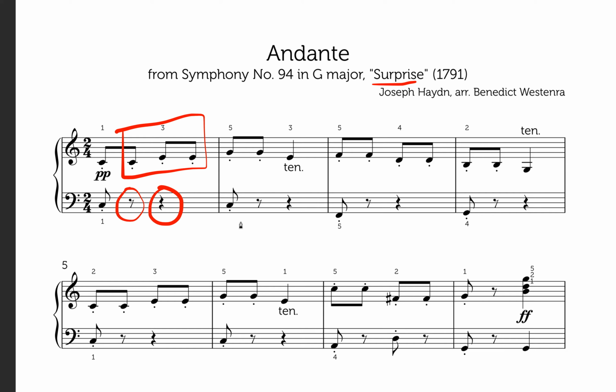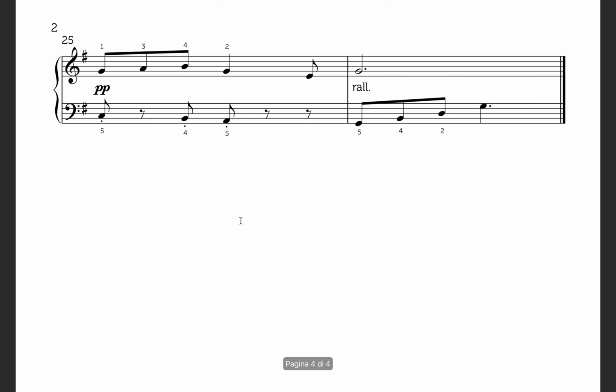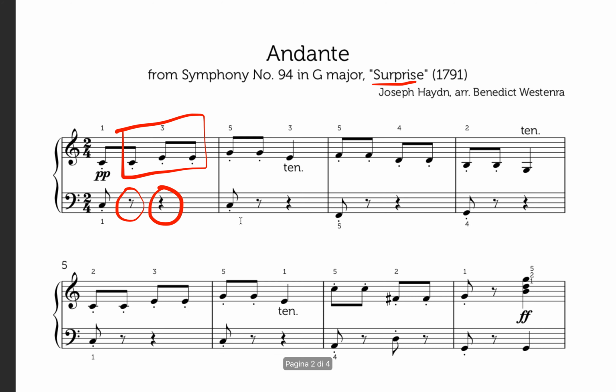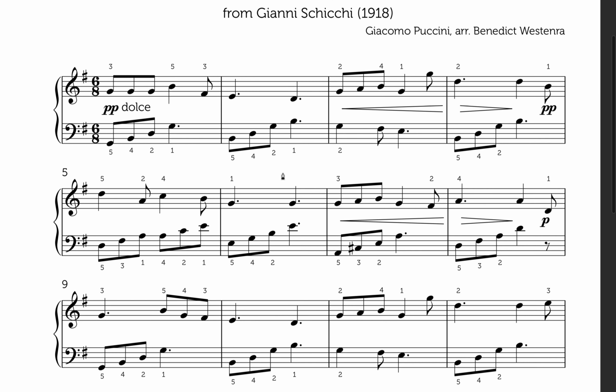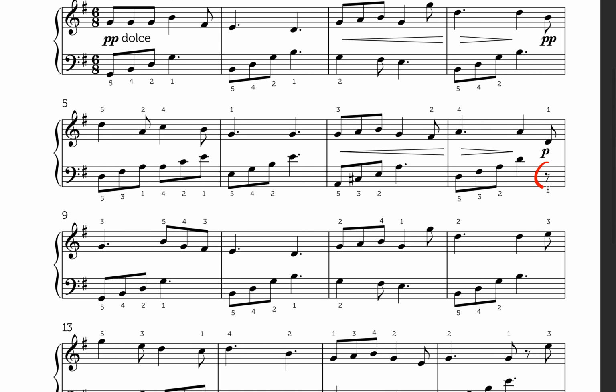There's just one other example I'll show you, which is, whoops, okay, it's over here. Puccini's O mio babbino caro, my dear father. It doesn't have any rests or hardly any rests in the left hand. Okay, there's one here which corresponds to this eighth note in the right hand. That's an eighth note rest.